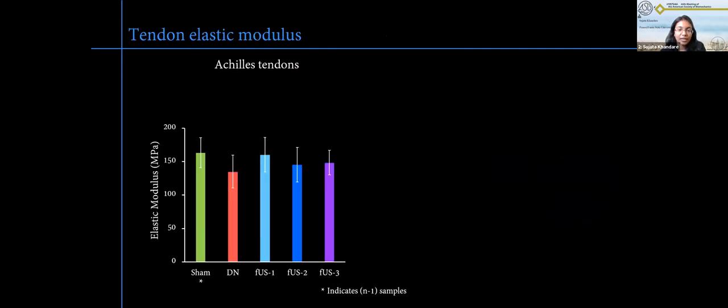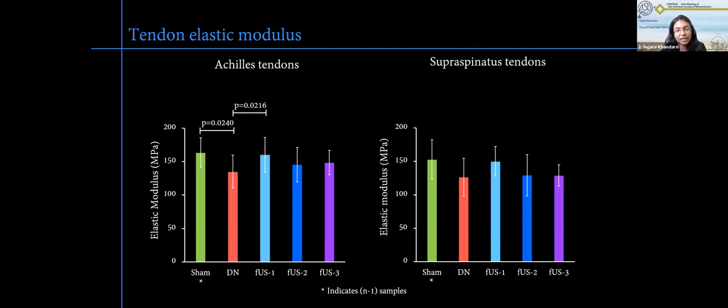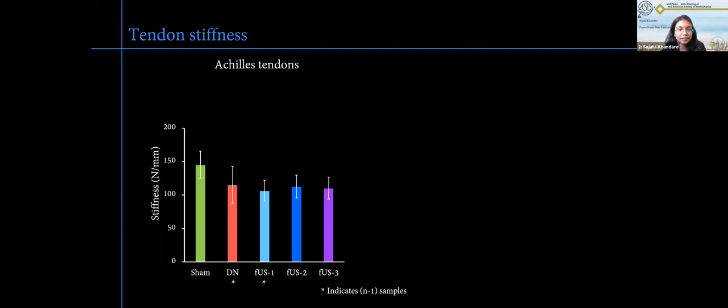100 samples were successfully tested and 6 measures were removed as outliers. The elastic modulus of Achilles tendons in sham and focused ultrasound 1 group was higher than dry needling. Whereas in the case of supraspinatus tendons, the modulus of sham was higher than dry needling, focused ultrasound 2 and focused ultrasound 3. And the modulus of focused ultrasound 1 was higher than dry needling.